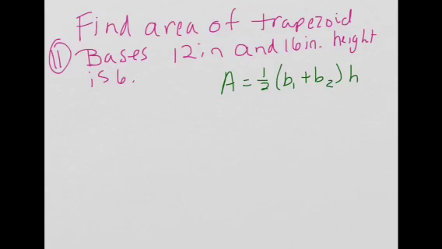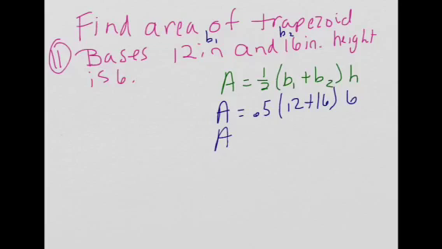To find the area of a trapezoid, we're going to fill in the information that we know. We're given base 1 as 12, and we're given base 2 as 16, and our height is 6. So it's going to be A is equal to 0.5 times (12 plus 16) times 6. Now we're going to need to do PEMDAS, so we're going to go ahead and add our parentheses, times 6. A is going to be equal to half times 168.